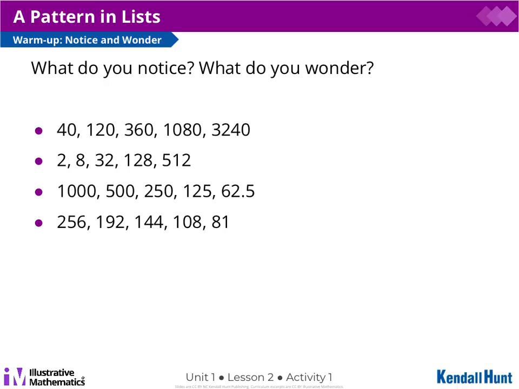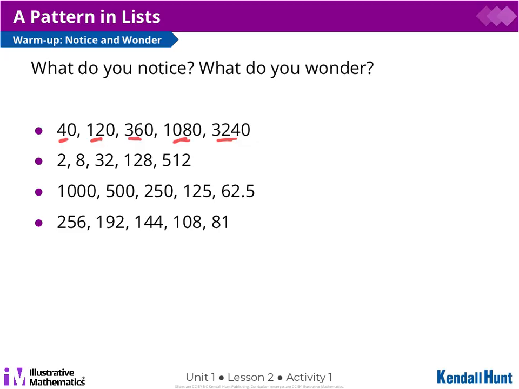What do you wonder? Well, if I ignore the 0 and I just look at 4, 12, 36, 108, and 324, how do I go from 4 to 12? I'm not sure. So if you see a bunch of numbers, see if you can add. I know 40 plus 80 is 120, but 120 plus 80 is 200, not 360.